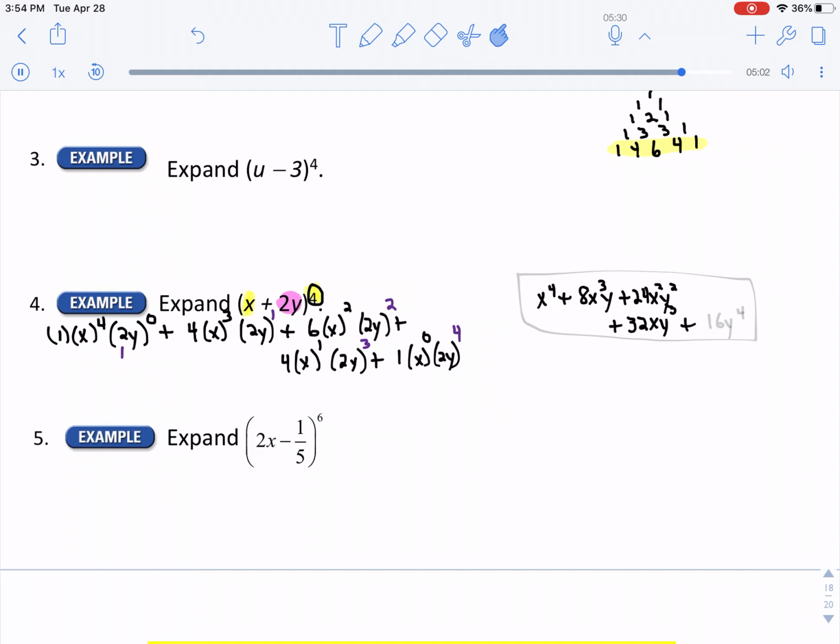1 times x to the 0 power times 2y to the 4th power, and 2y times 2y times 2y times 2y is 16y to the 4th power, and there's the answer. So just checking myself, notice my exponents. 4, 3 and 1 is 4, 2 and 2 is a 4, 1 and 3 is a 4, and 4. So I know all my exponents are correct.